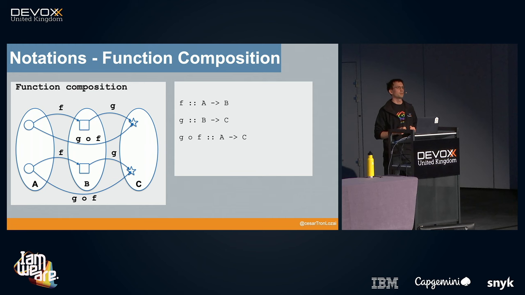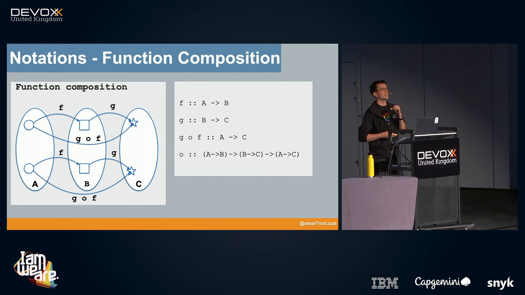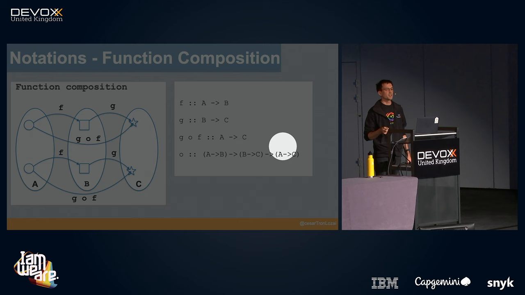And interestingly, I couldn't resist mentioning that this after operator is itself a function in Haskell. And this is something called a higher order function, and I'll explain what that means later. It's a function that takes two arguments. First, it takes the function from A to B, then it takes the function from B to C, and it returns a new function from A to C. So it's kind of interesting that this is itself a function in Haskell.